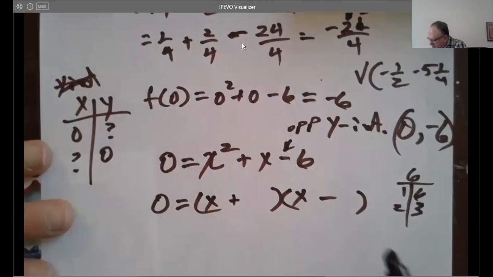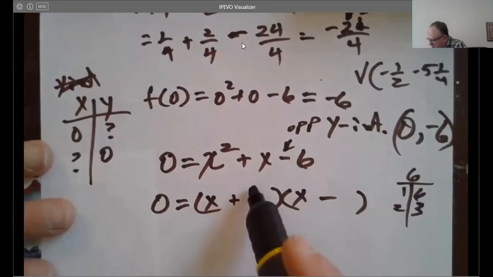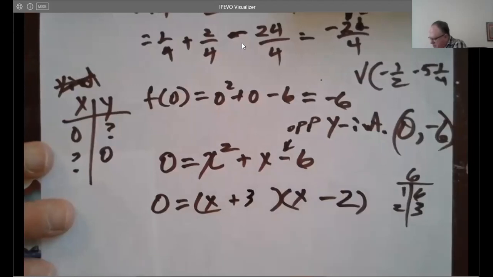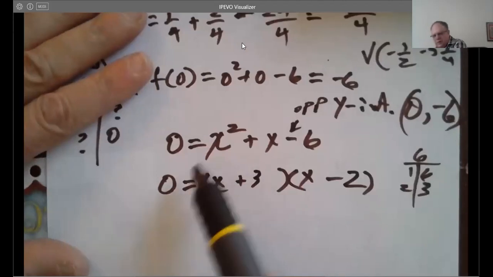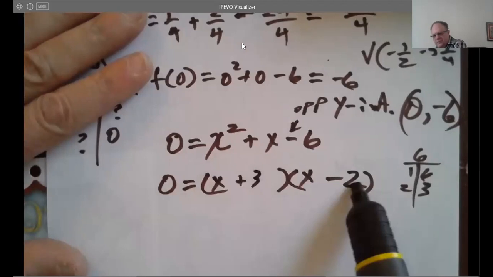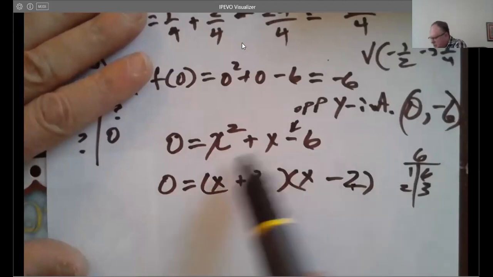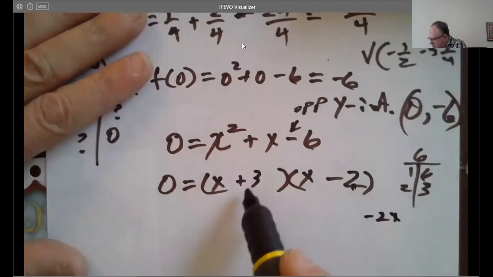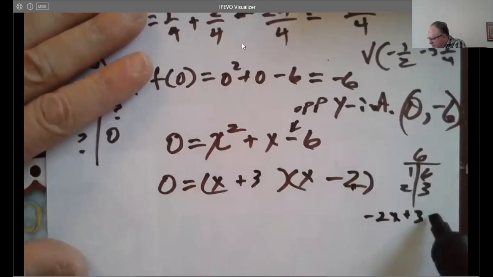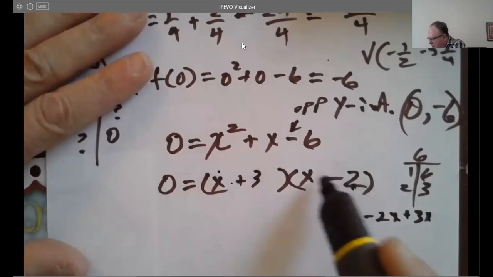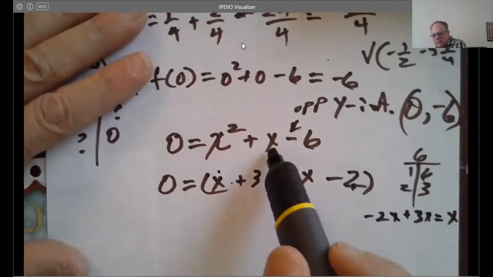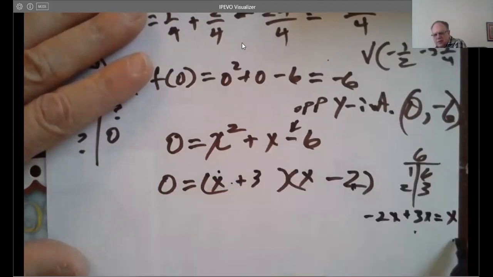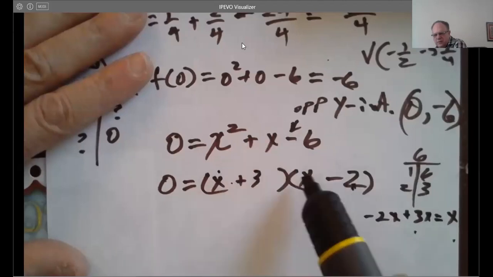So it'll be 2 and 3, right? Because it's positive, we put the 3 with the x and the 2 with the minus. Well, you want to check it. You could do a full-blown FOIL: x times x is x squared, x times negative 2 is negative 2x, 3 times x is plus 3x, and 3 times negative 2 is negative 6. But really, you only have to check the two outer and the two inner terms because that's what gives you your middle term. Since negative 2x plus 3x equals 1x, we factored it correctly.